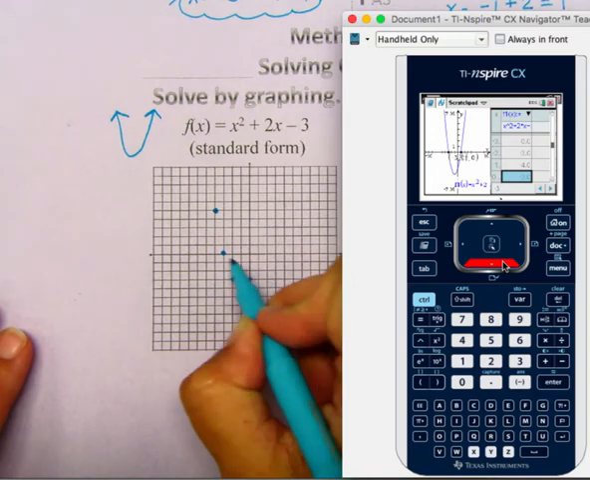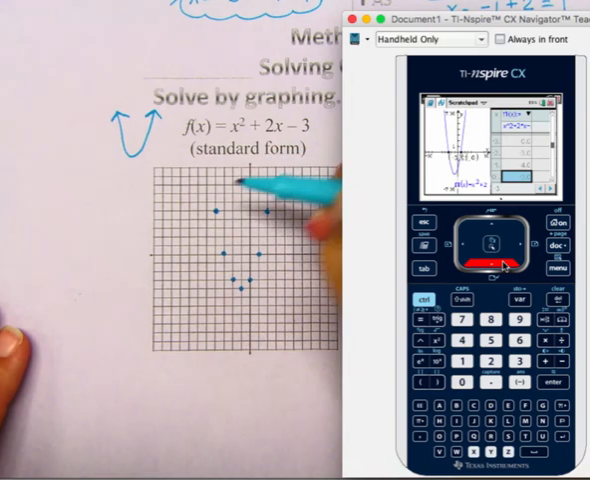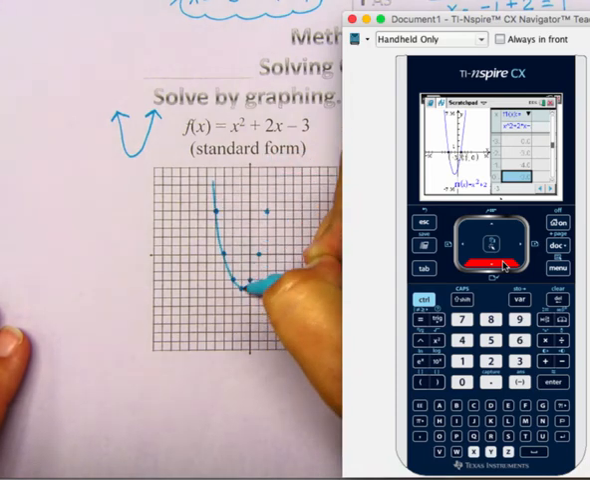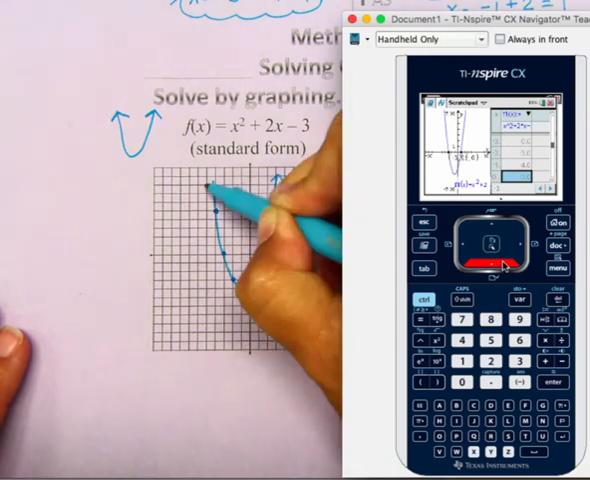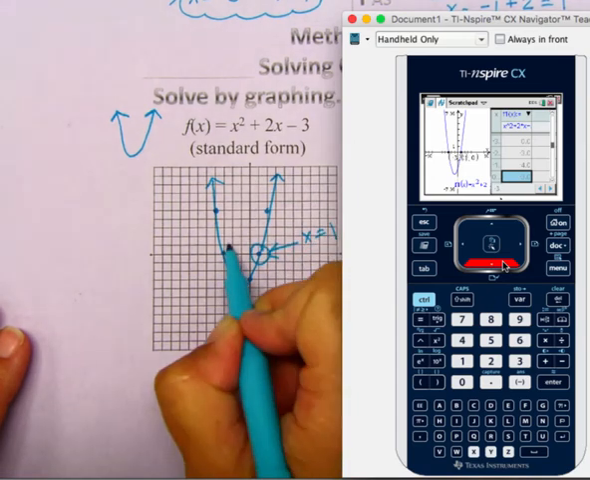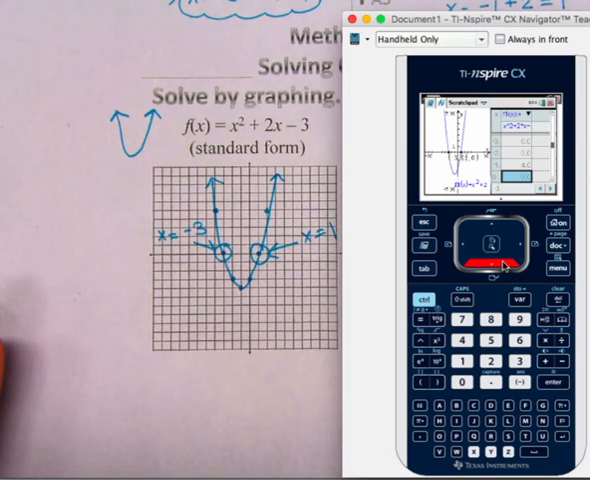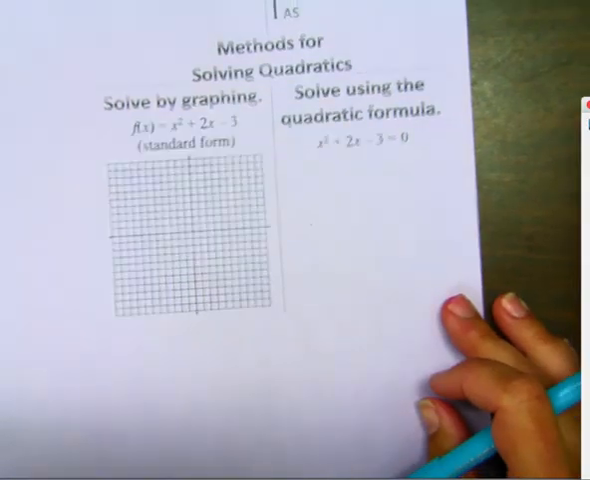And now if I know anything about parabolas, I know that I'm going to have that symmetry going back up. And so there is the parabola. And my solutions are x is equal to 1 and x is equal to negative 3. All right, so just a different take on solving the quadratic.